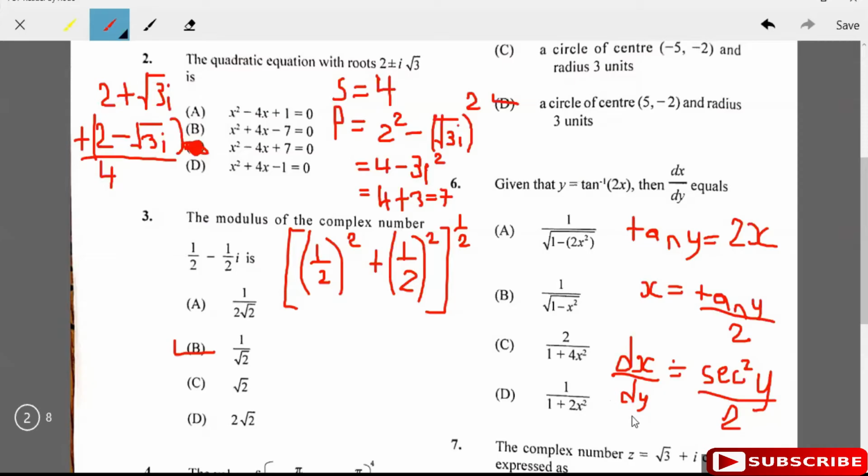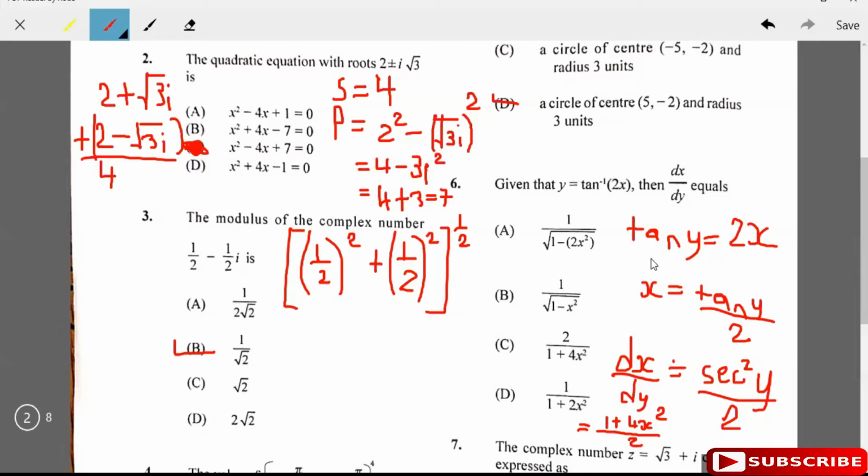Secant square y is really going to work out to be equal to 1 plus tan square, and tan y is 2x. So it's 1 plus 2x all square, which is 1 plus 4x square. 1 plus 4x square over 2. But that's not the answer.